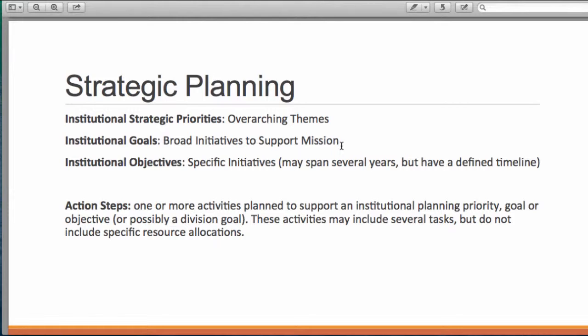The action step that you develop is intended to be a vision for where you want your program to go, or an innovation or an improvement. Resource allocations may be submitted as a component of an action step, but the resource need, such as a new faculty member or a new computer, is not itself the action step.